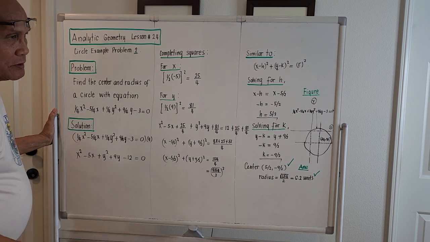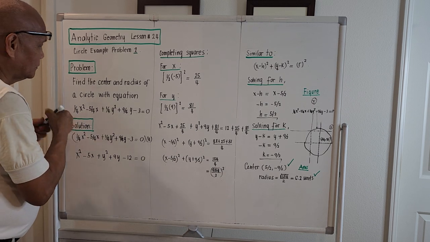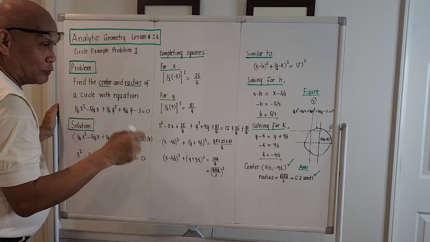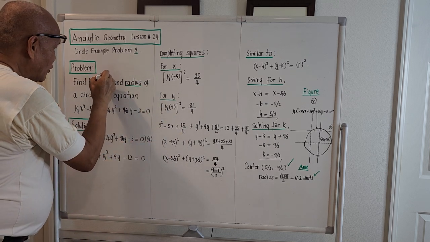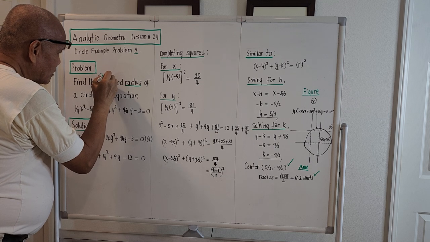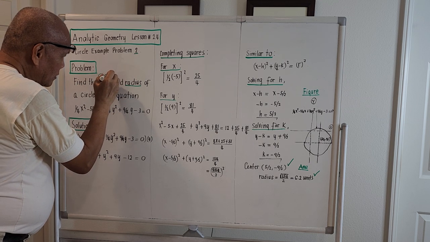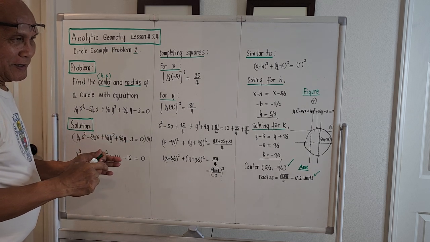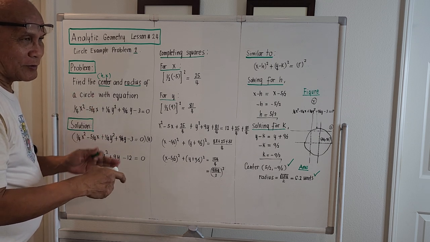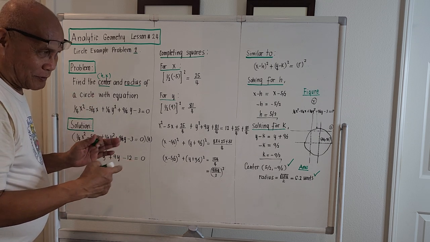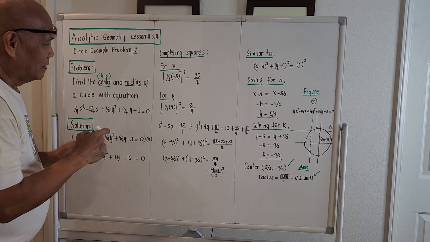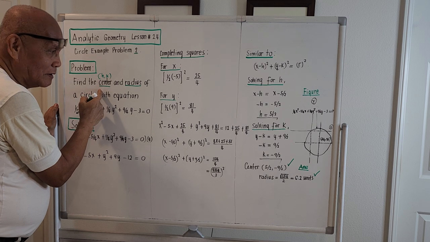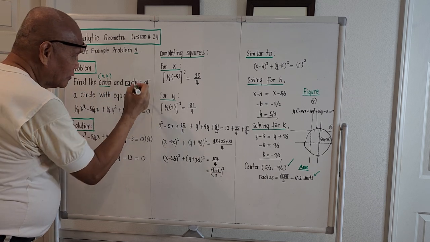The problem is just asking what will be the center of the circle and the radius. The center of the circle will be the coordinates, meaning we must compute for h and k. Because for sure, the given circle is not at 0, 0, meaning h is not equal to 0 and k is not equal to 0. That's why the problem is asking for the coordinates of the center and the radius of the circle in terms of units.